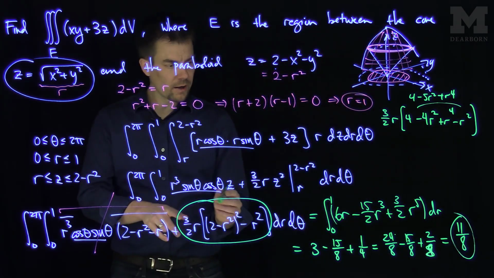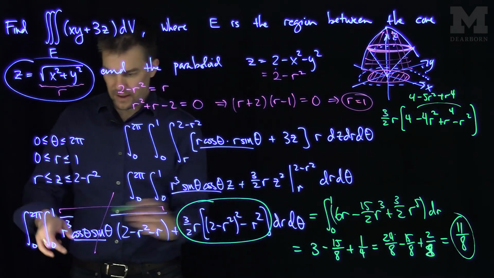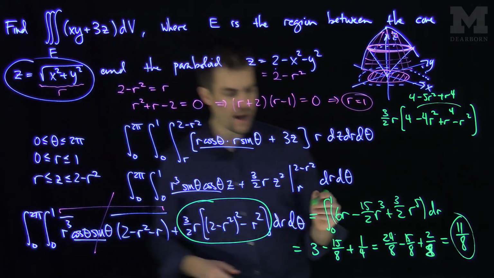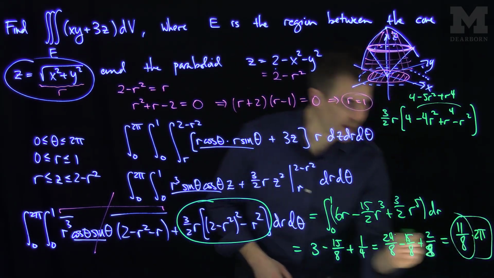And then that was the r integral. So the r integral gave us this, and we have to multiply the r integral by the theta integral between 0 and 2 pi. So the final answer will be this over here times 2 pi from the theta integration.